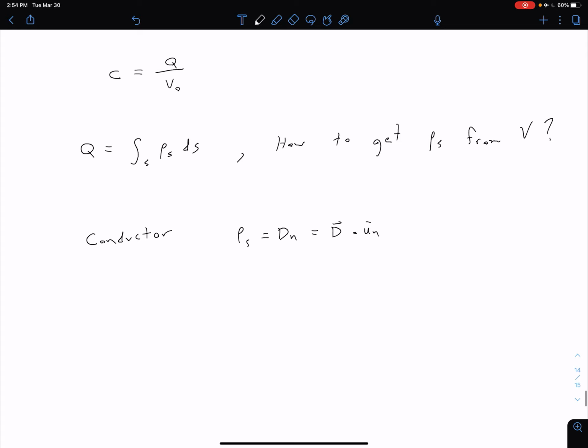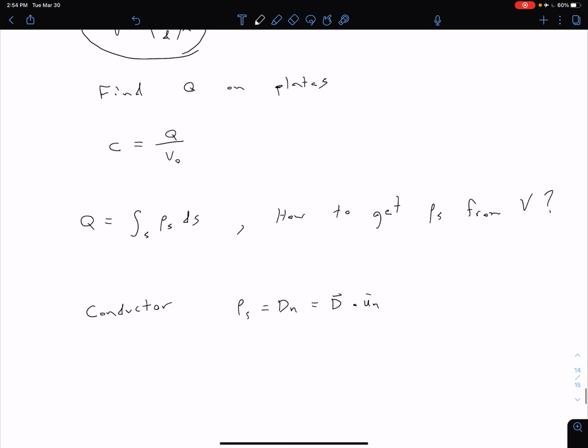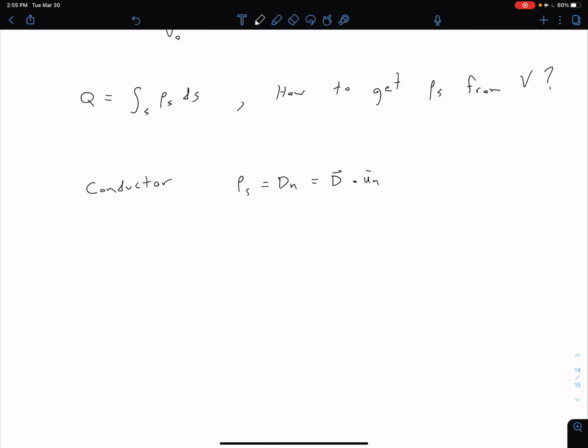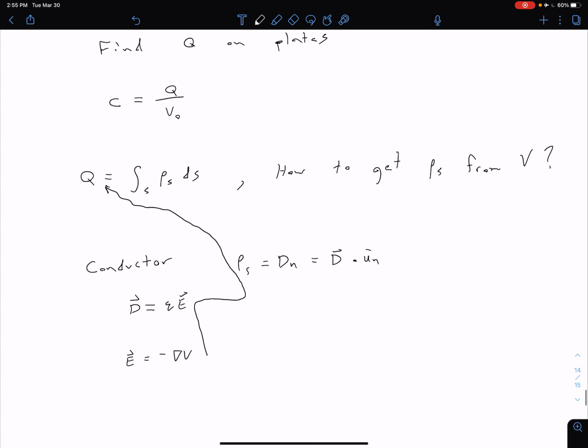So we know we could get this rho s from D. Well, we still need to figure out how to get D from our voltage expression. Of course, we know that our D is simply equal to epsilon times our electric field. So now we just need to figure out how to get our electric field from our voltage. Again, we go back to previous expressions and we say our electric field we know is negative gradient of our voltage. So now it's just a matter of working our way through this: from our voltage we can find E, from E we can find D, from D we can find rho s, and from rho s ultimately we can find Q, and then finally our capacitance.